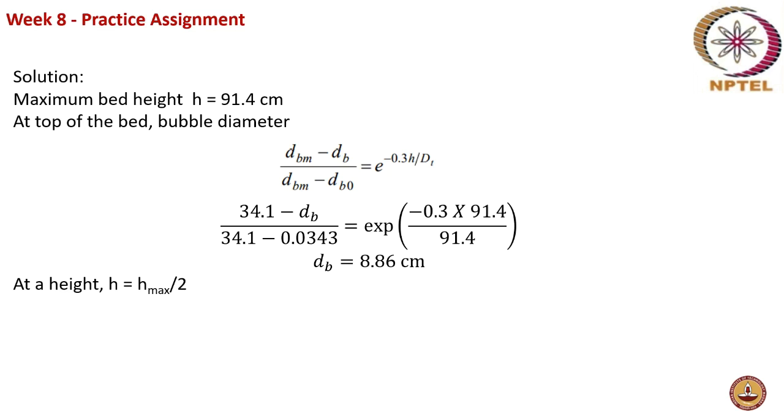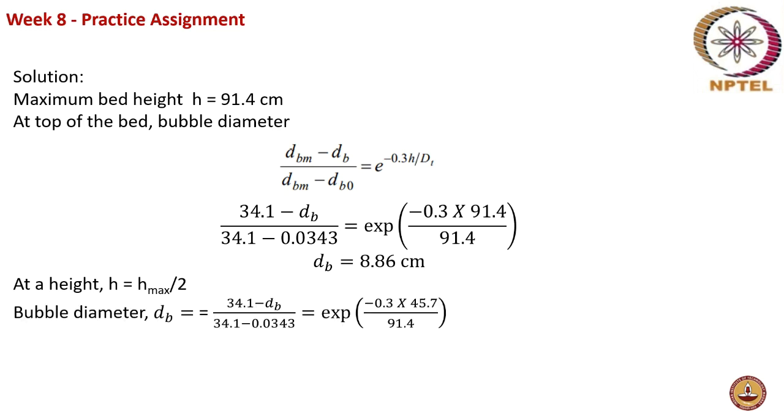Whereas at some other height, equal to half of the maximum height of the bed, what is the diameter of the bubble? So h is equal to h max by 2, that is 91.4 divided by 2, which will give you 45.7 centimeter. Substituting that, you will get a bubble diameter of 4.78 centimeter.